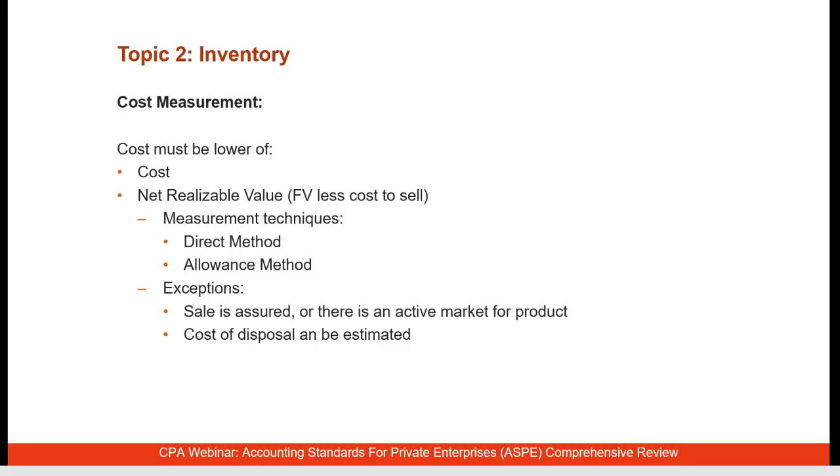Cost measurement. This is about the valuation of inventory. This is what most people think about when they see inventory issues, which is that cost must be the lower of cost or net realizable value. And that net realizable value, less cost to sell, is the measurement technique. You can use the direct method or the allowance method. And there are some exceptions. The exceptions are when sales are assured, or there's an active market for the product, or the cost of disposal can be estimated.